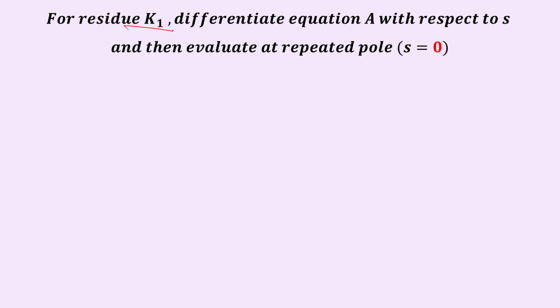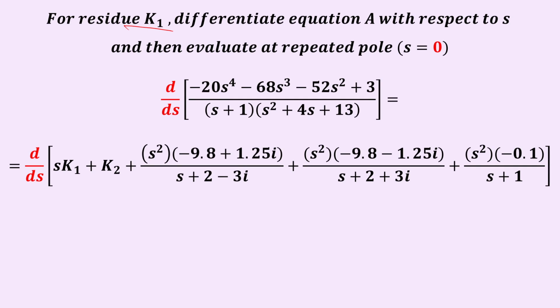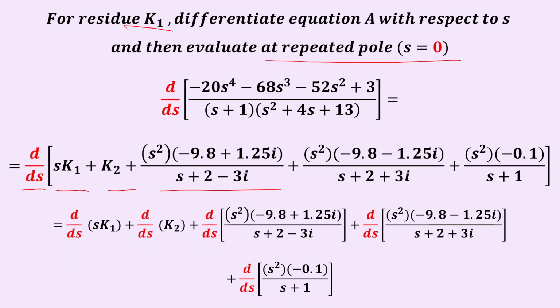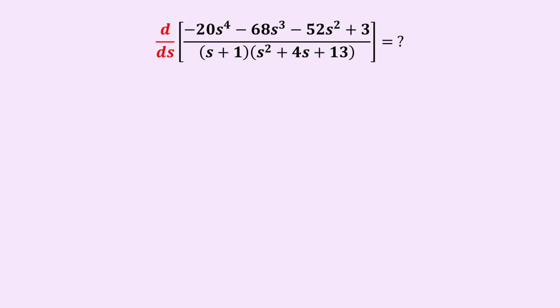So for residue K1 we have to differentiate equation A with respect to s, and the resultant will be evaluated at the repeated pole value s equal to 0. So when this derivative is distributed over partial fractions, the resultant will be this equation. Now we have to find out the left hand side of this differential equation. So in this we will find out the derivative of this rational function.